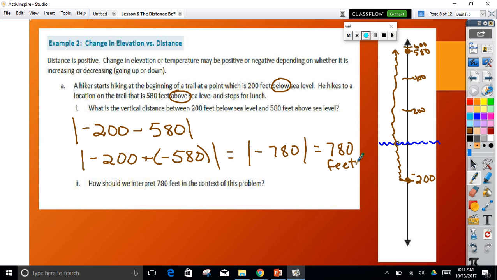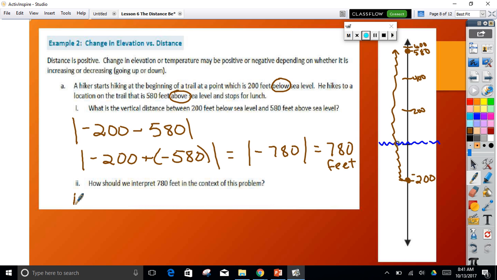Grace? He's 780 feet above sea level. Well, no, he's not 780 feet above sea level. He's actually 580 feet above sea level. Violet? He hiked 780. Yeah, he hiked. That's the total amount that he hiked. So this is basically summing up our answer in a sentence.